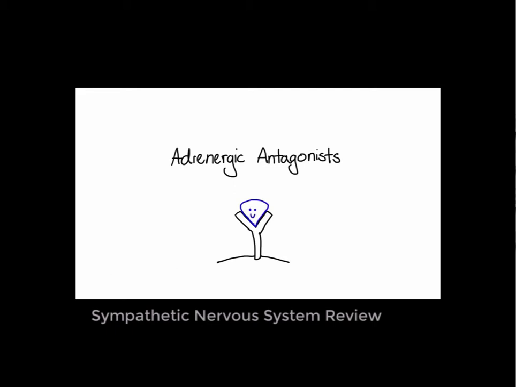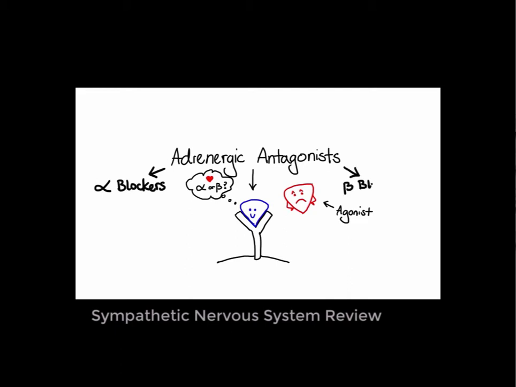In this lecture, I'm going to talk about adrenergic antagonists. So let's get right into it. Adrenergic antagonists, also called sympatholytics, bind to adrenergic receptors, but instead of stimulating them, they actually prevent their activation. And just like with adrenergic agonists, we can divide antagonists based on their affinity for alpha or beta receptors. So we can divide adrenergic antagonists into two main groups, that is alpha blockers and beta blockers.